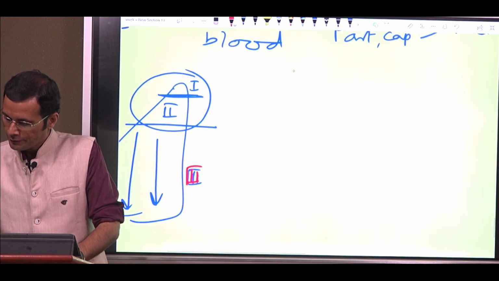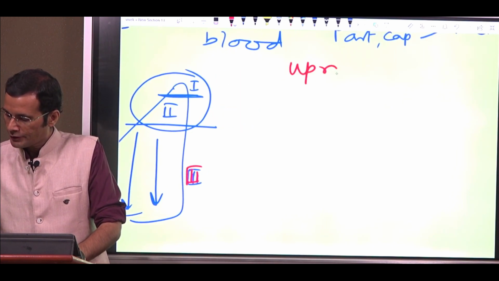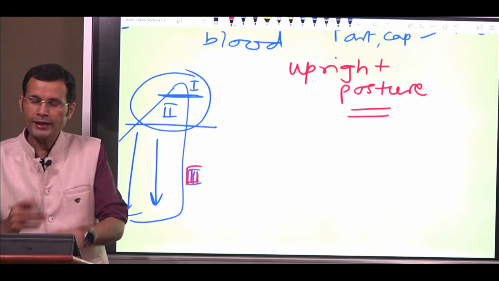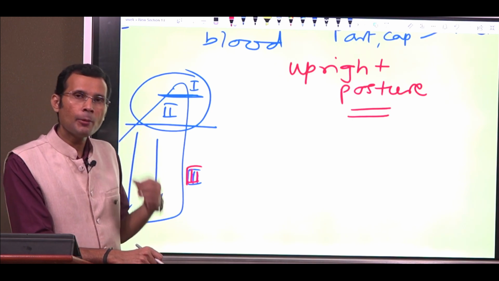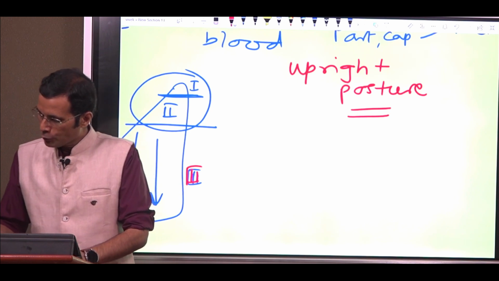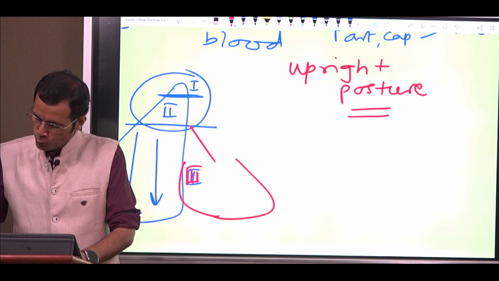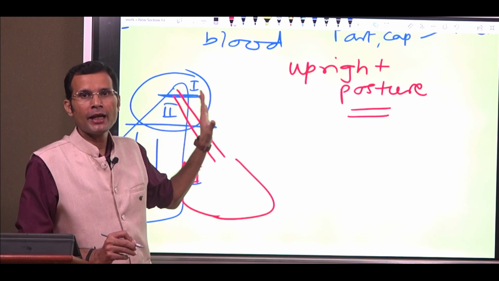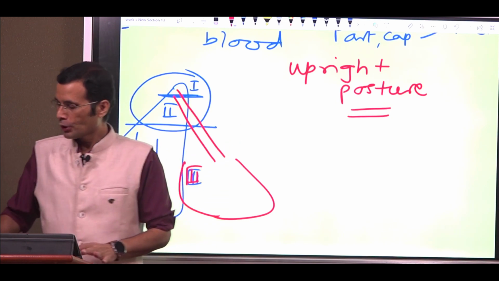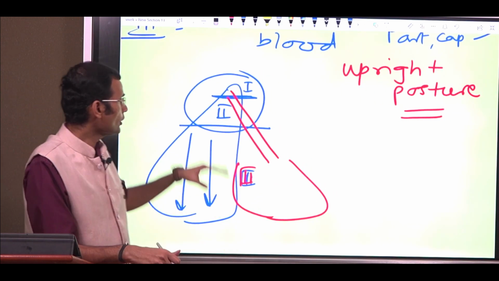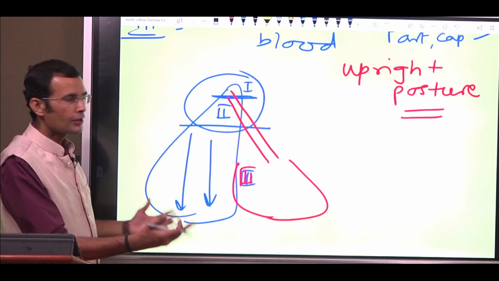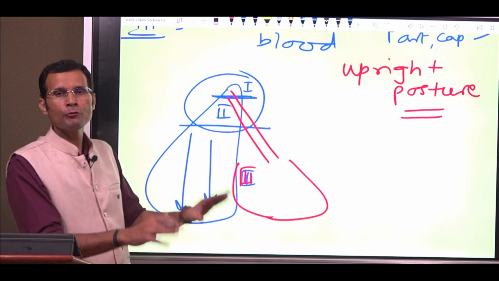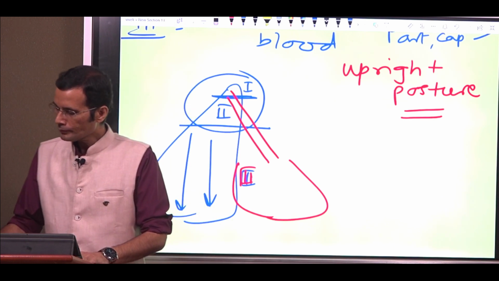This is in the upright posture, in the standing posture. So what you need to understand is that in the upright posture, blood flow is less at the apex, because in the upright posture, the apex of the lung is above the level of the heart. So pressure is less, flow is less, and alveoli compress those vessels.